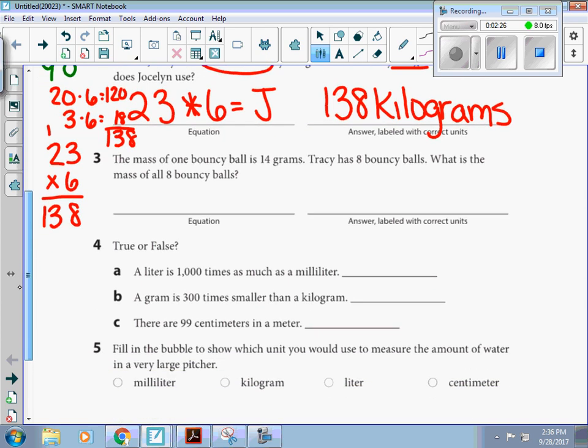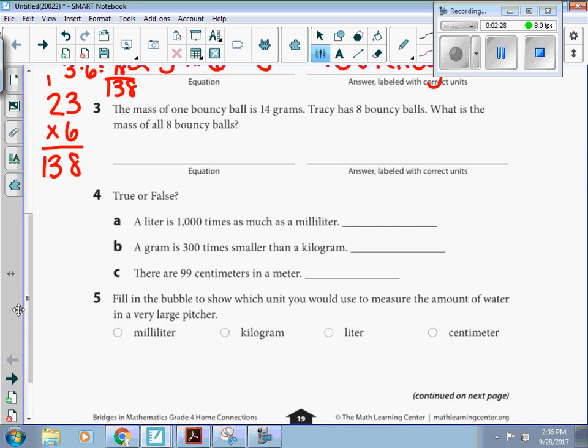Number 3. The mass of one bouncy ball is 14 grams. Tracy has 8 bouncy balls. What is the mass of all 8 bouncy balls? So if they each weigh 14 grams, I need to take the weight of one and multiply it by each of them to get the B for ball.